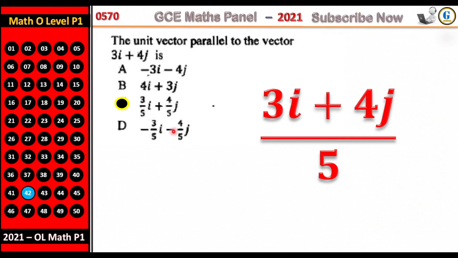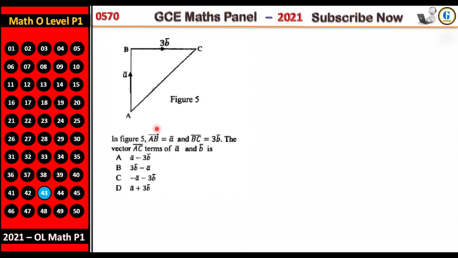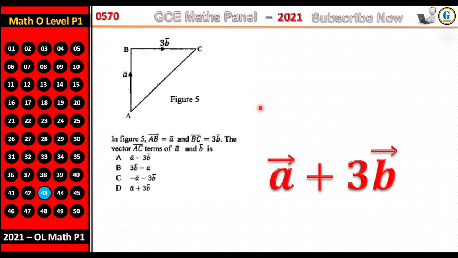This one is anti-parallel to it. Anti-parallel is in terms of the sense or the direction, as they call it at ordinary level. So our key here is C. 43, from the figure, AB is vector A and BC is vector 3B. The vector AC in terms of A and B will be equal to A to B plus B to C. So it will be equal to A plus 3B. That's AC.